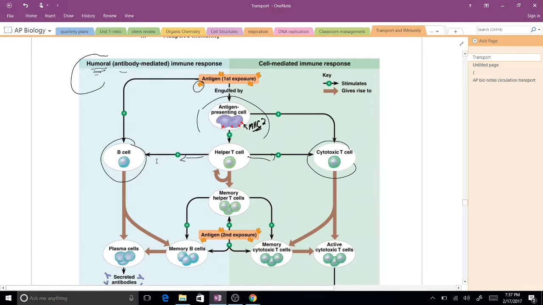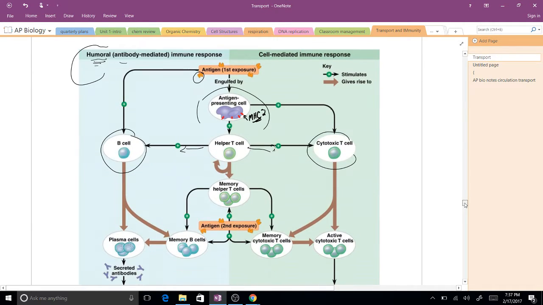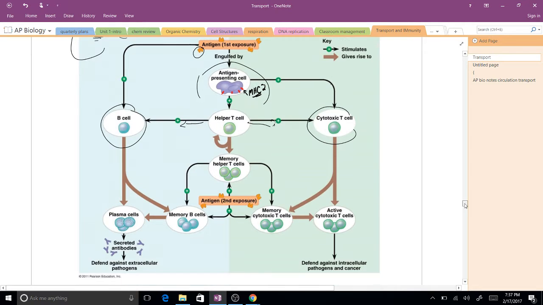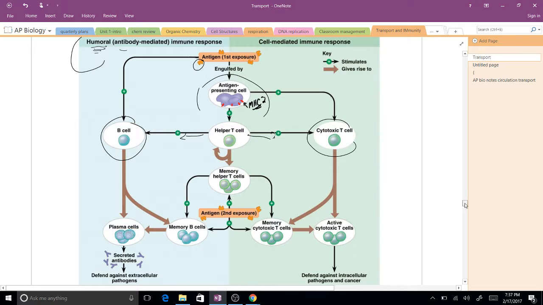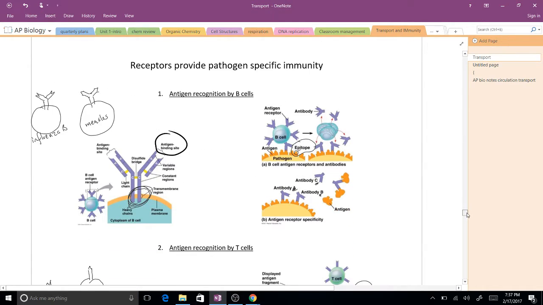Once we've got the first exposure, the second exposure really is the same thing, but we're using memory T cells and B cells. So we'll come back and look at this on occasion, but that will get you started. You can look at this, pause the video, and maybe get a little glimpse of what's going to happen. Now, first, we need to establish why these are now specific.